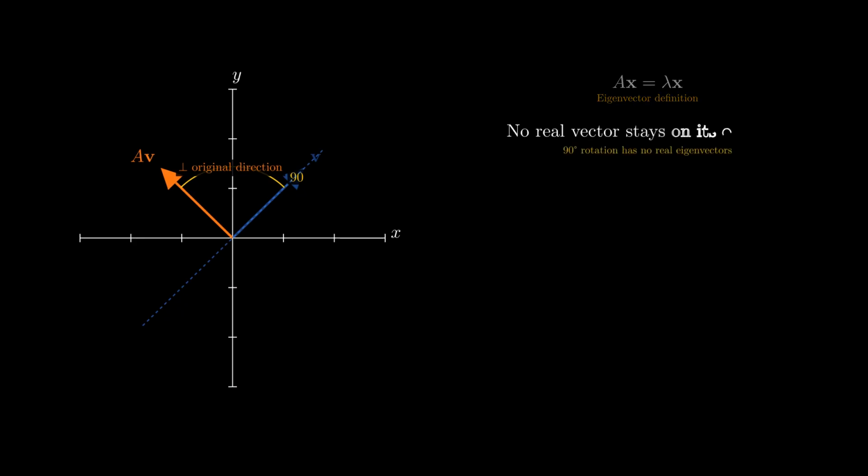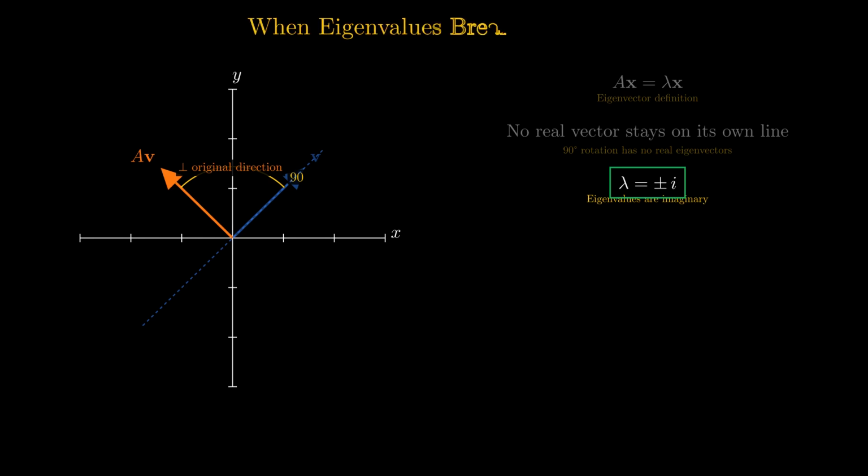But a 90-degree rotation moves every vector off its line. No real vector survives unchanged in direction, yet this rotation matrix does have eigenvalues. They're imaginary. That's the first surprise. We'll meet two ways eigenvalue analysis gets tricky. Let's find where those complex eigenvalues come from.